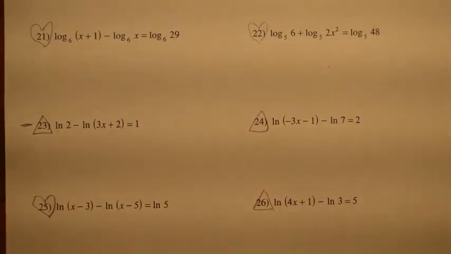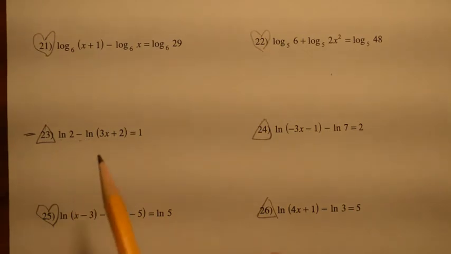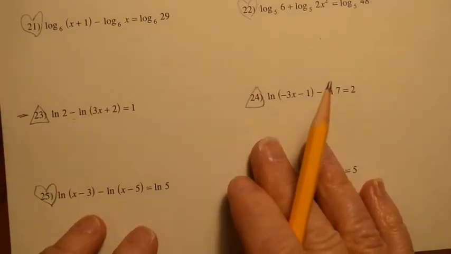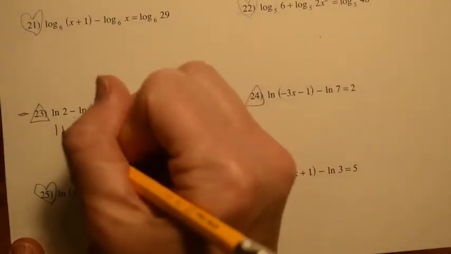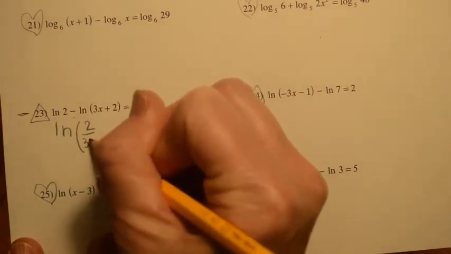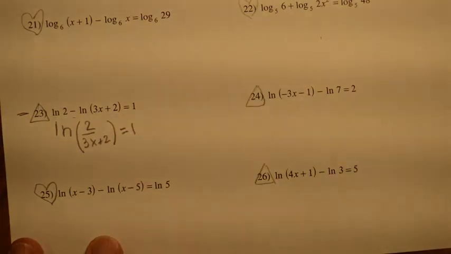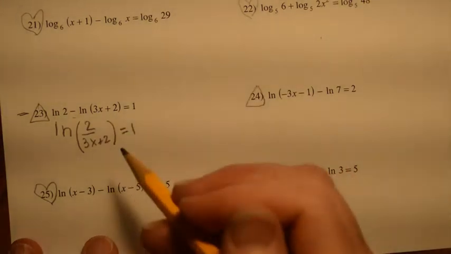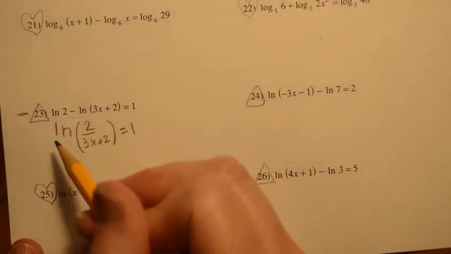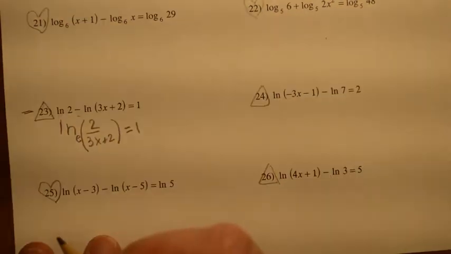So again, just like before, we see the subtraction sign. We should think quotient rule. So we get natural log of 2 over 3x plus 2 equals 1. Now this is where things might get a little bit weird for you. Just remind yourself that this is an e right here.